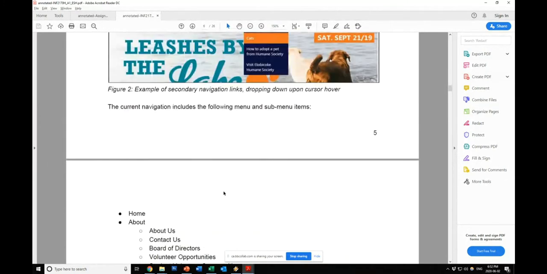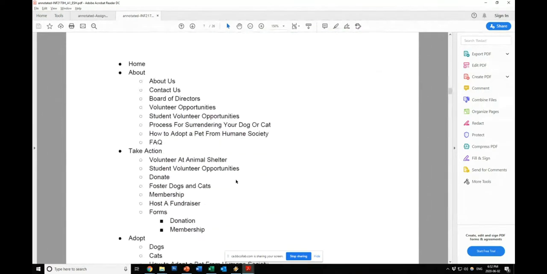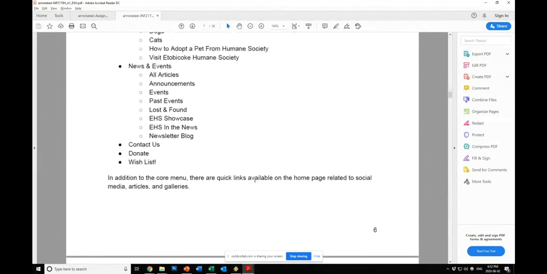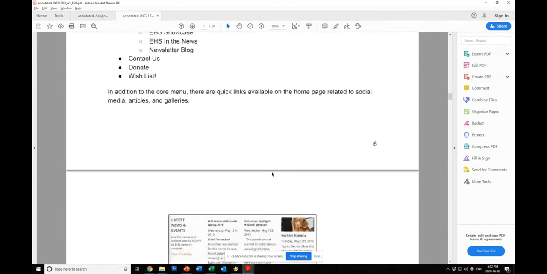And then they've said, here is the full navigation, including the following menu and sub-item menus. So in this case, you can see it's not a huge website. It's enough to fill a page, and that's it. And hopefully the websites that you're looking at are of more or less the same size. And if it's a lot larger, then you should be focusing on a certain portion of that particular website.